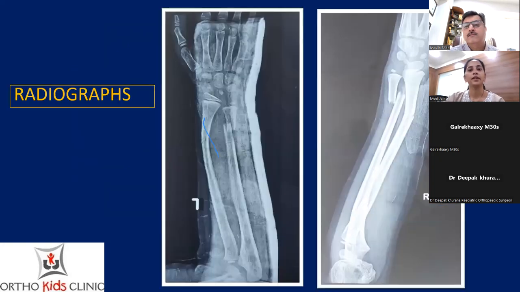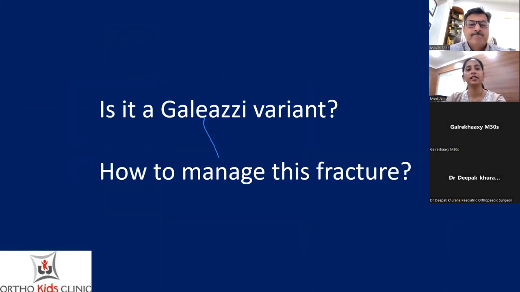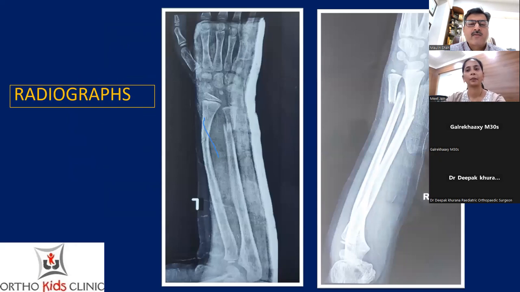So the radiographs, the AP and the lateral view, these were taken elsewhere and they showed distal radius fracture, both bone forearm fracture. So, is it a Galeazzi variant and how will we manage this fracture? Now, let's go back to the X-ray. Kaiser, what do you think?